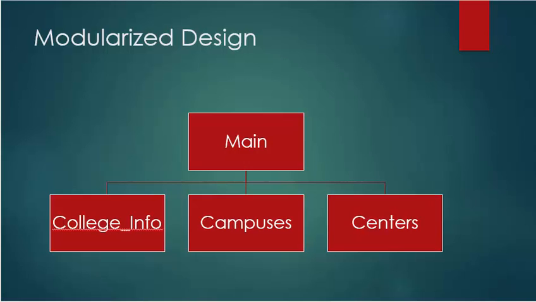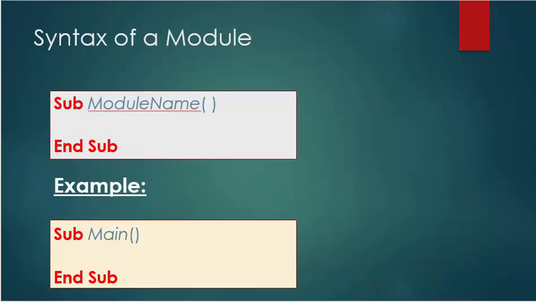It's not like you have never seen a module getting called before. Whenever you write System.Console.WriteLine, WriteLine is actually a module. How do you identify if it's a module? A module always has a set of parentheses right next to its name. For example, this is a typical syntax of a module. When you write a module, you write Sub, followed by the module name, followed by an opening and closing parentheses. Then there is a body of the module, just like we have an If and End If, we have a Sub and End Sub.